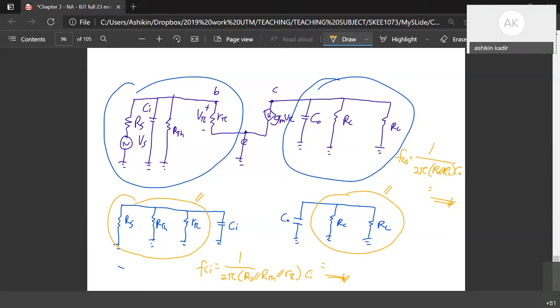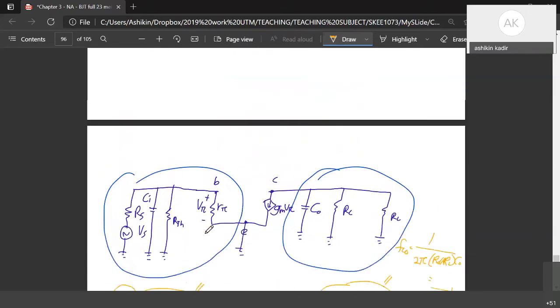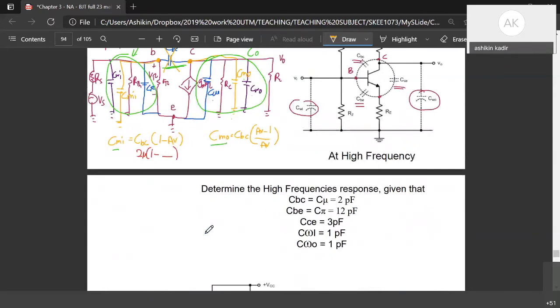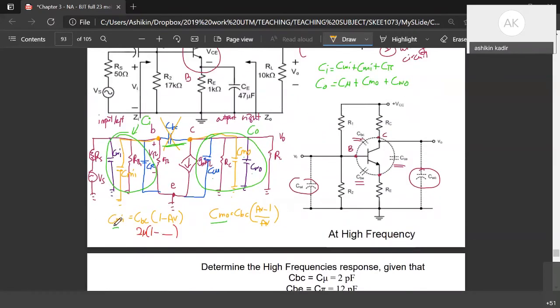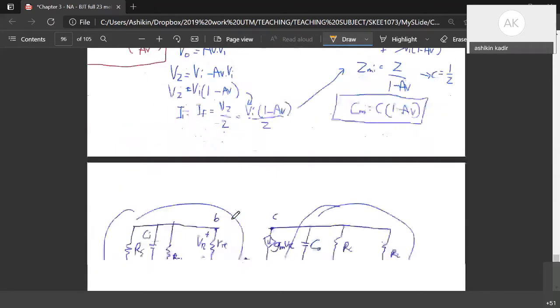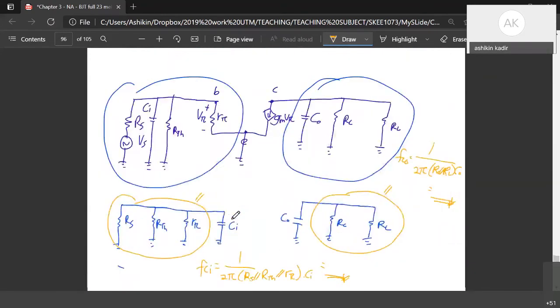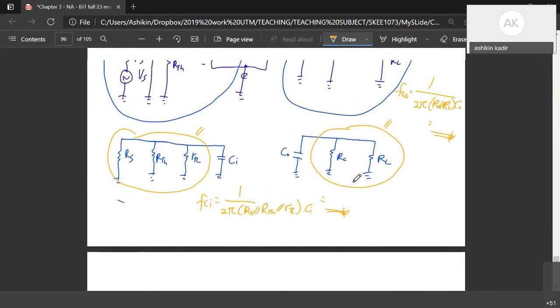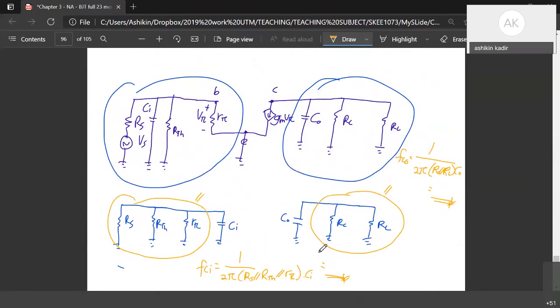Okay? Try to calculate how much you get. Can you determine how much is your CMI, CMO, and then how much is the frequency caused by all of the capacitance? Try to calculate for a moment.